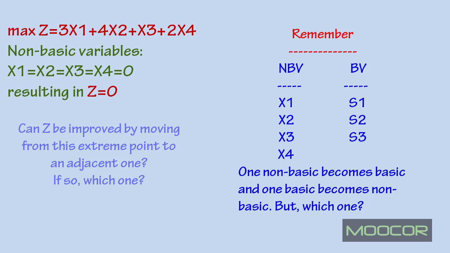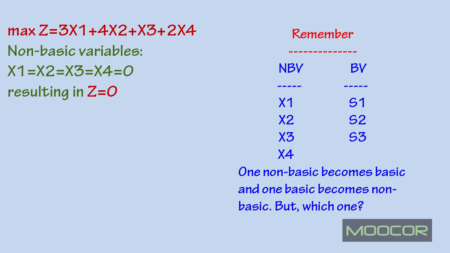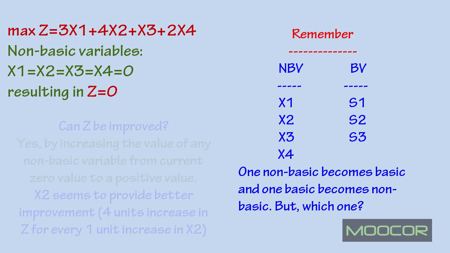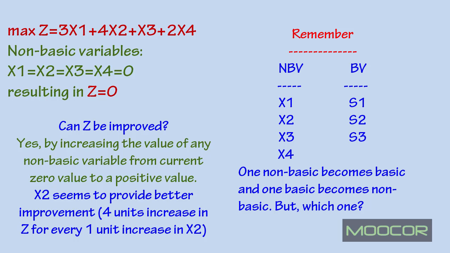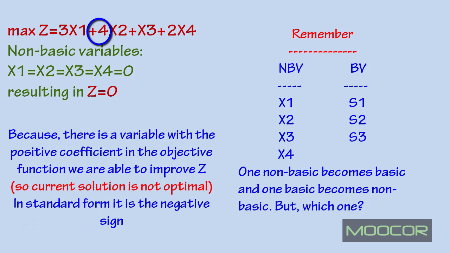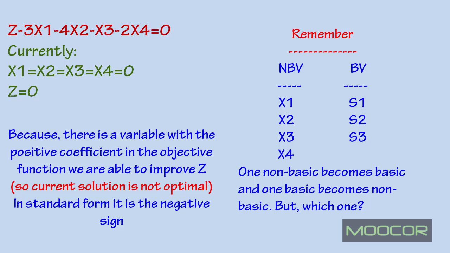That is the question that we need to answer. Let's look at the objective function. Can z be improved? Yes, by increasing the value of any non-basic variable from current 0 value to a positive value. And as you notice, the x2 has the most positive coefficient, so by increasing that we will have a better z value. In a standard form, that most positive becomes the most negative coefficient. So our entering variable in this case will be x2.